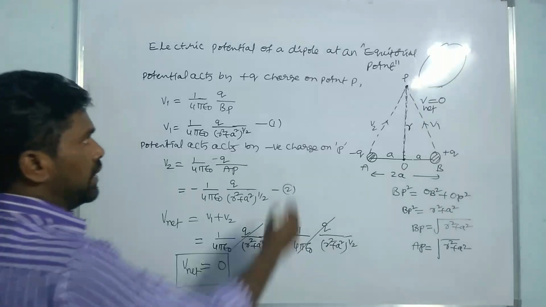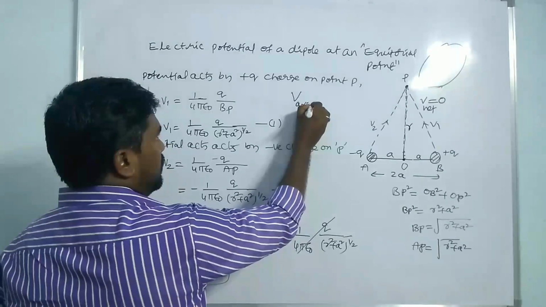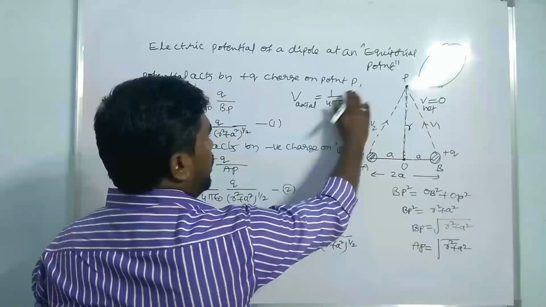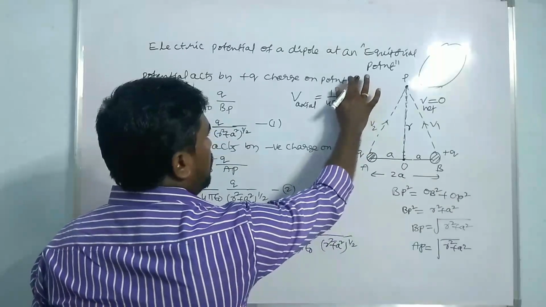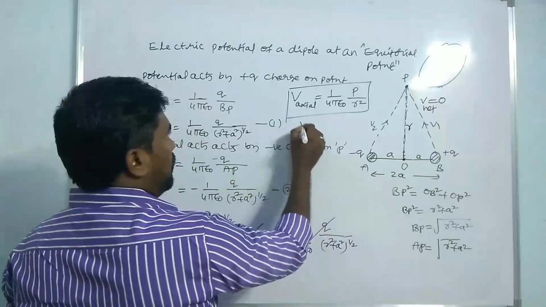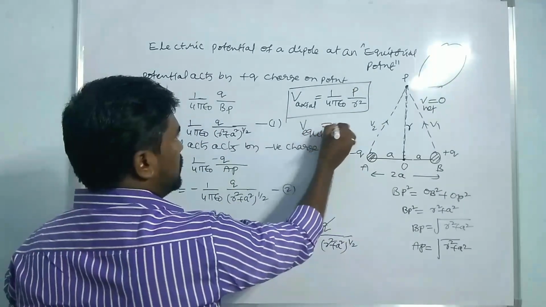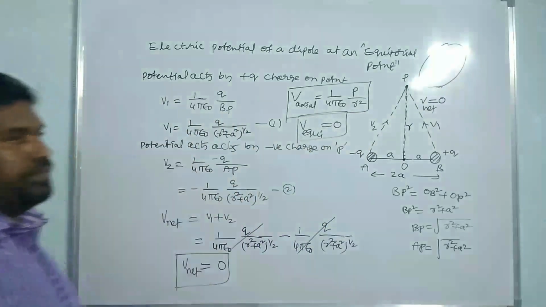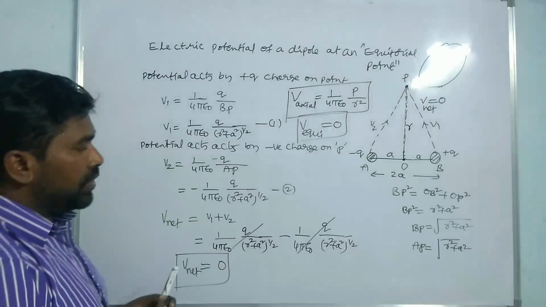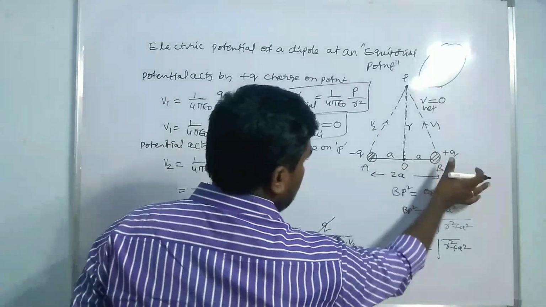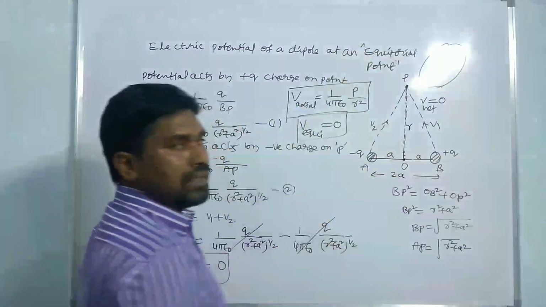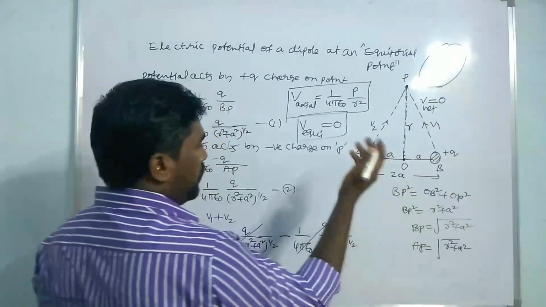But in case of the axial line, the net potential at an axial line is equal to 1 by 4 pi epsilon naught P by R square. So this is at the axial line, but on the equatorial line, the net potential is equal to 0. Okay? Right? So the potential at any point is also there, not at the axial point or equatorial point, but somewhere else.